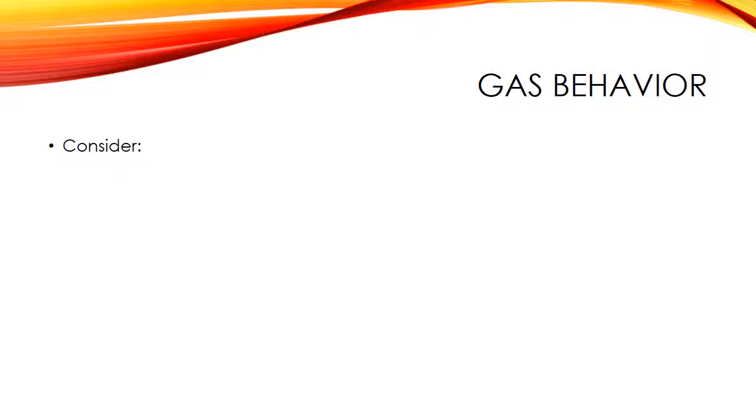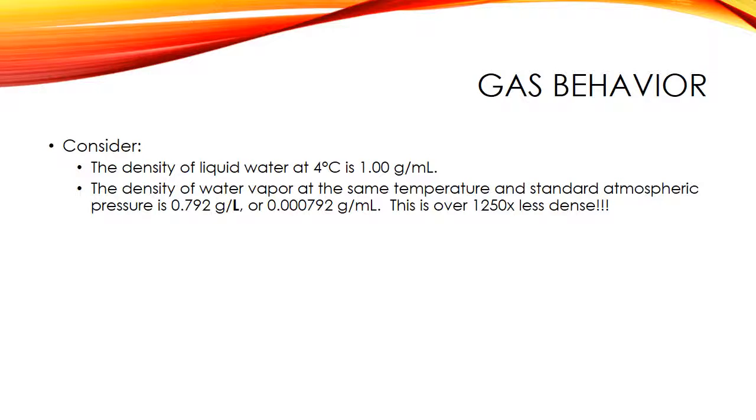So our first thing I'd like you to consider here is this. The density of liquid water at 4 degrees Celsius is 1 gram per milliliter. But yet if we had water vapor, the density of that at the same temperature, as long as we're at standard atmospheric pressure, is 0.792 grams per liter, or in the same unit, 0.000792 grams per milliliter. So in other words, this water vapor is over 1,250 times less dense than liquid water at the same temperature. So here's what I want you to pause the video and consider. Why is the density of the water vapor so much lower than the liquid water?